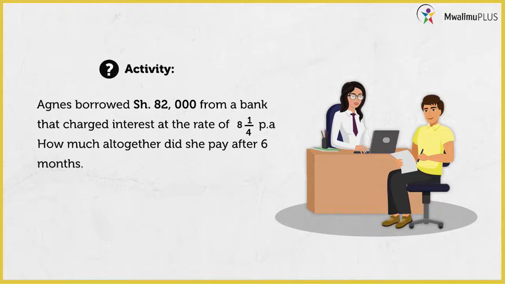How much did she pay after 6 months? Altogether means the total amount that we have calculated in the other part of the question that we are dealing with. So how much? What was the period? What was the period? How much was deposited? What was the rate? Okay. Remember here now, we are dealing with 6 months. Please be careful how you calculate it.